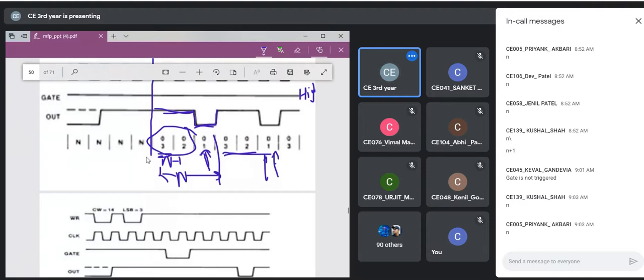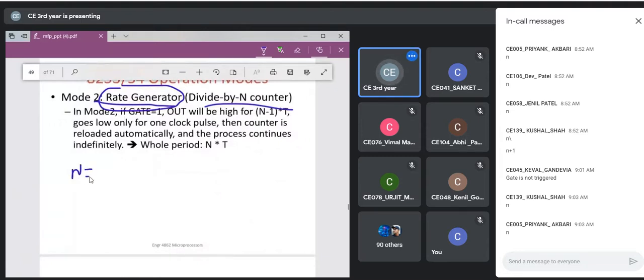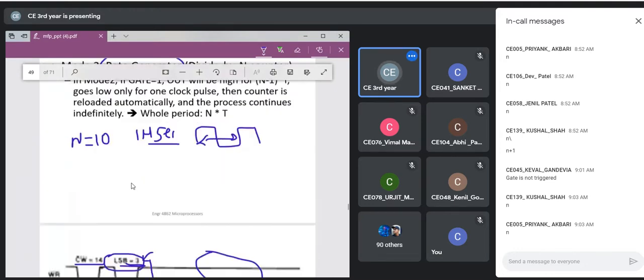Okay. So suppose I have n equal to say 10, and suppose the clock period is 1 microsecond. That means one clock cycle period is 1 microsecond. So for how much time will out remain low for every period?